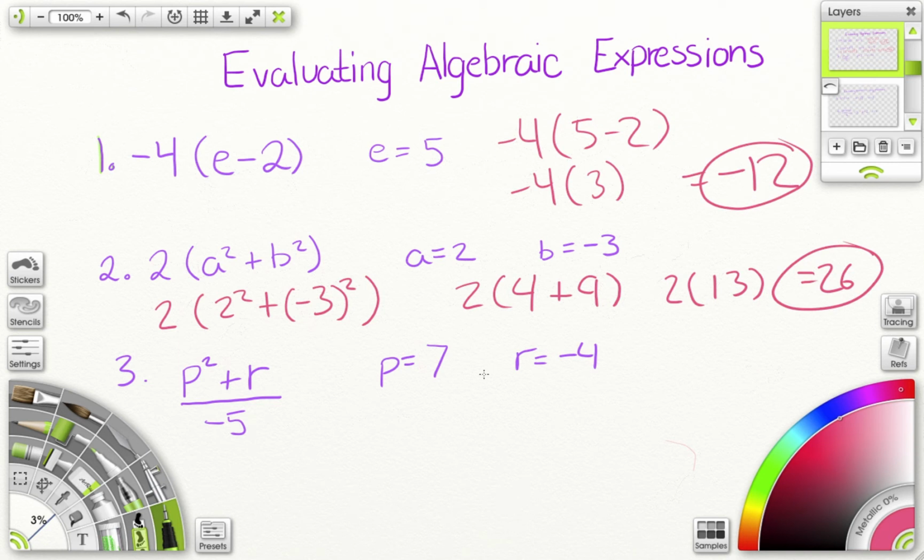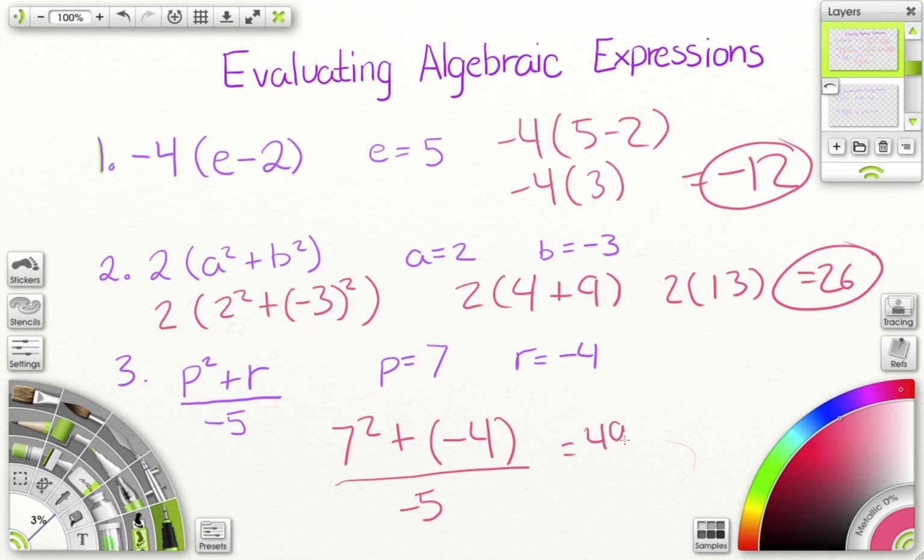My last one here is p squared plus r over -5. Remember when you have this problem here, it means it is division. You just do division as your last step because you have to be able to get a whole number up here before you can divide it by the bottom number. So my first step is plugging in my numbers. So I have p squared. P is 7. So I have 7 squared plus r, which is -4. So plus -4 over -5. 7 squared is 49.